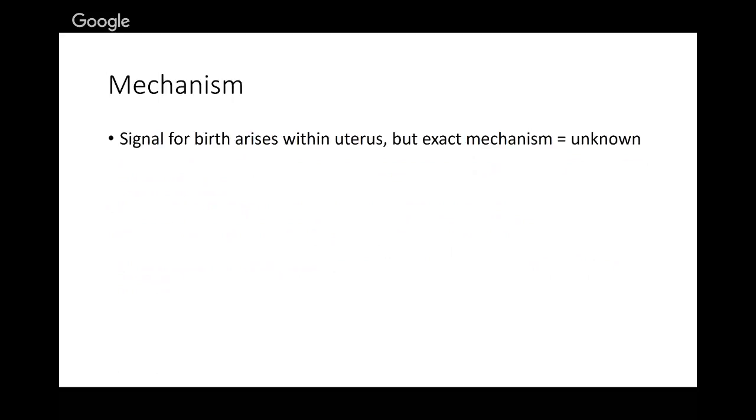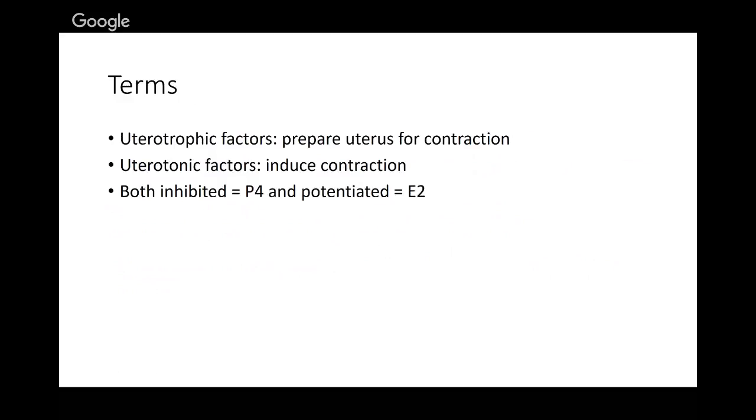Okay, so after pregnancy is parturition. The signal for birth, we know that it arises from the uterus, but the exact mechanism is unknown. Just the terms of them. So uterotrophic factors are the factors that prepare the uterus for contraction. Uterotonic is the one that induces the contraction. And both of these are inhibited by progesterone and potentiated by estrogen. So again, progesterone relaxes the muscle. So it inhibits uterine contraction. And that's why the pregnancy is maintained. If you block progesterone, then uterine contraction will occur. And if it occurs too early, then you have abortion.